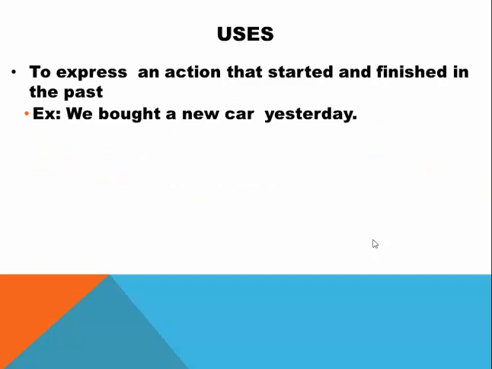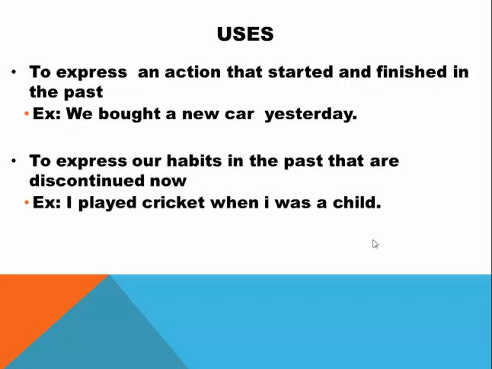Interrogative is done. Now the next tense, the simple past, is used to express an action that started and finished in the past. So the action started in the past and finished in the past only. Example: we bought a new car yesterday. So we started buying in the past and we finished buying in the past. It is also used to express a habit in the past that is discontinued now. Any habit that we were doing, but now it is discontinued, can also be expressed this way.